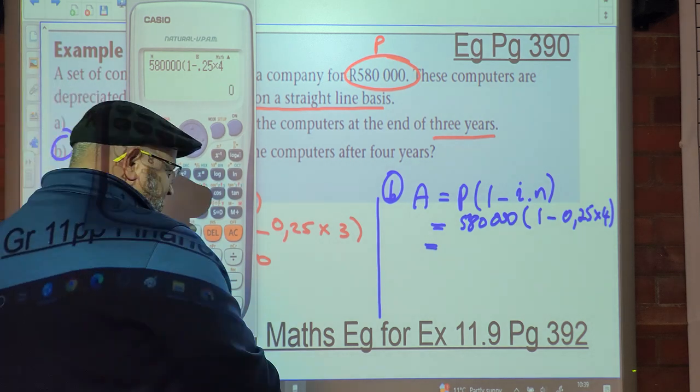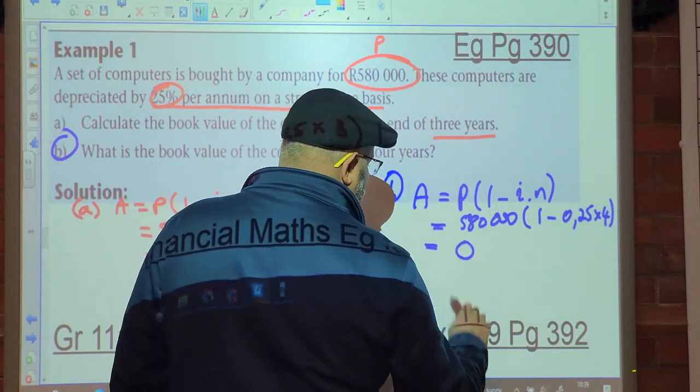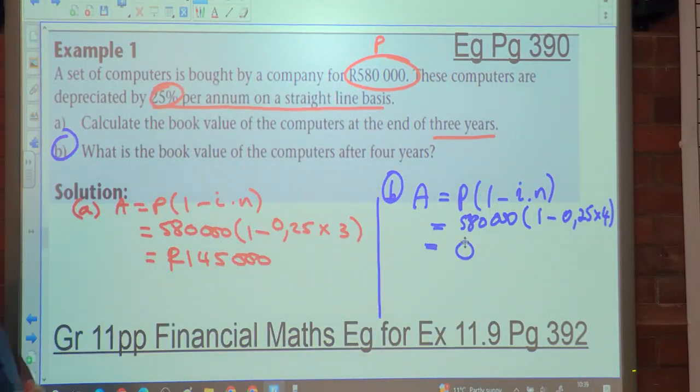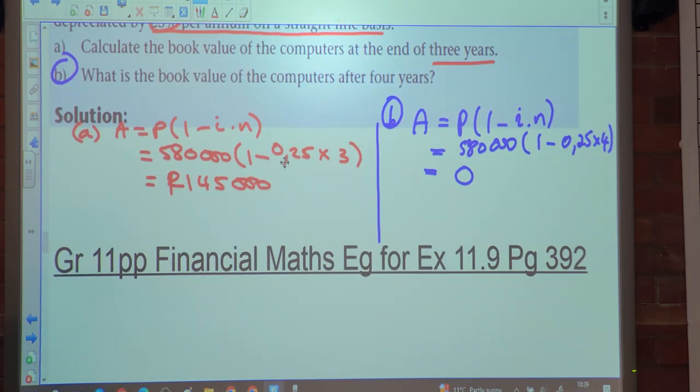So what does that mean, people? After 4 years, this set of computers bought by the companies is worth 0. Nobody's willing to buy that. Okay? With the book value, the resale value on that item is basically 0.